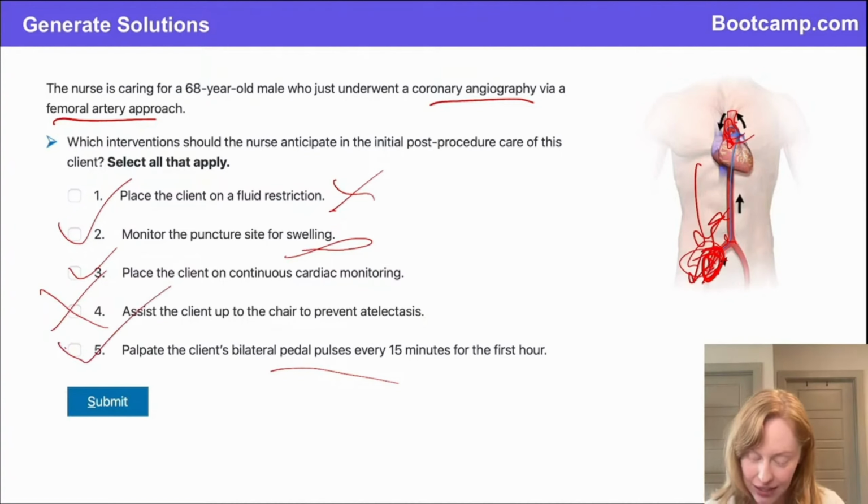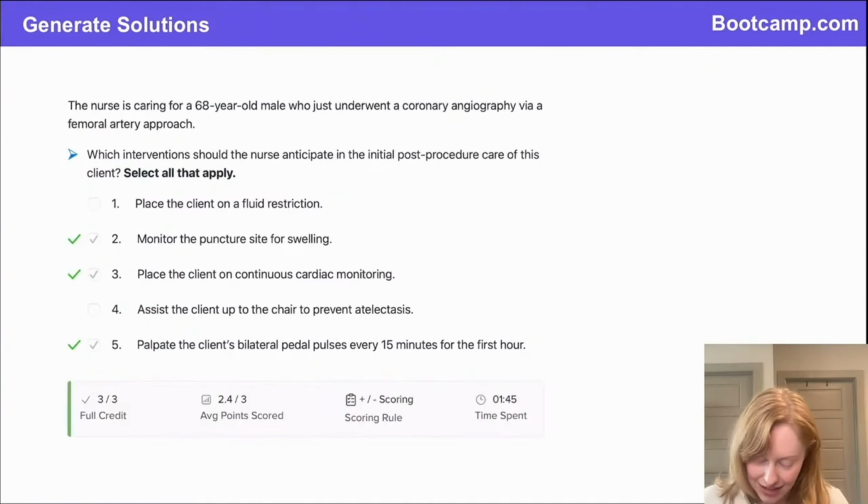All right, so we're going to give IV fluids, not restrict fluids, keep them totally flat, place them on cardiac monitoring, and we're going to watch for bleeding by checking their pulses and looking at that groin site for bleeding. Very good. Well done.